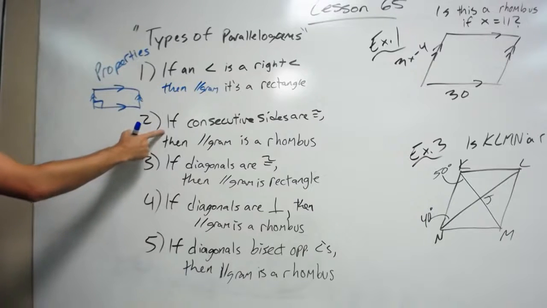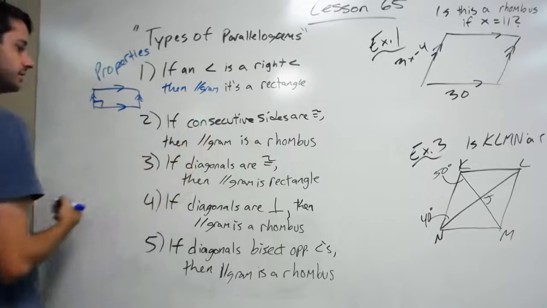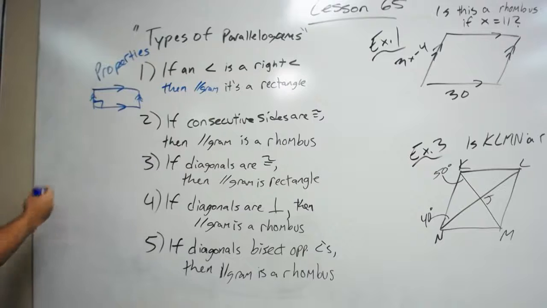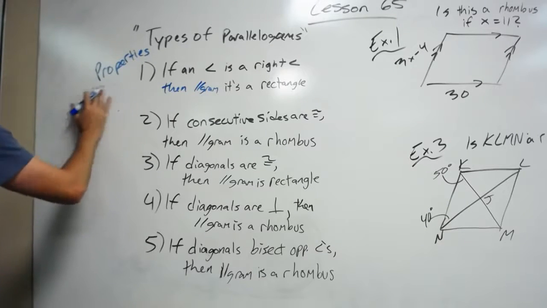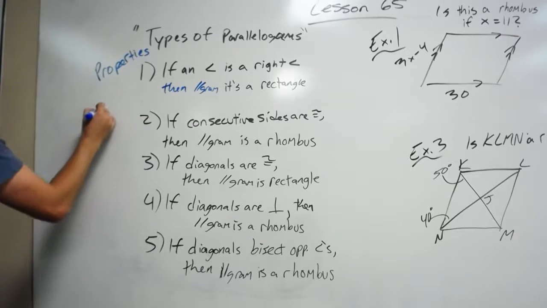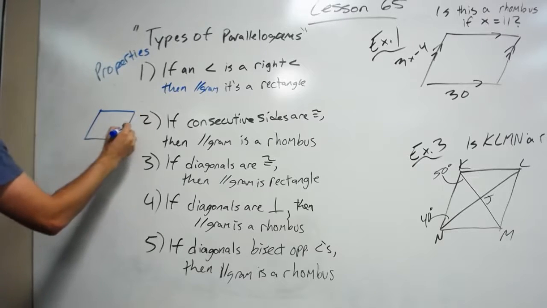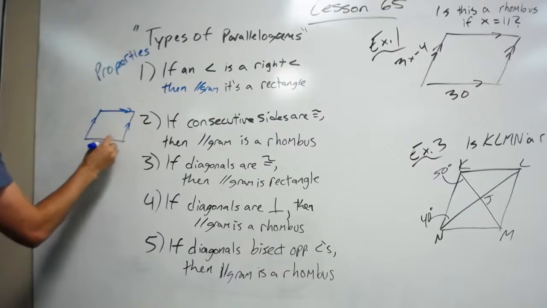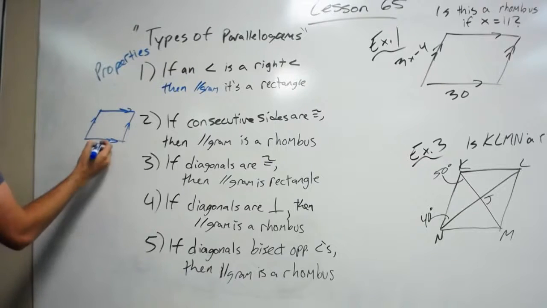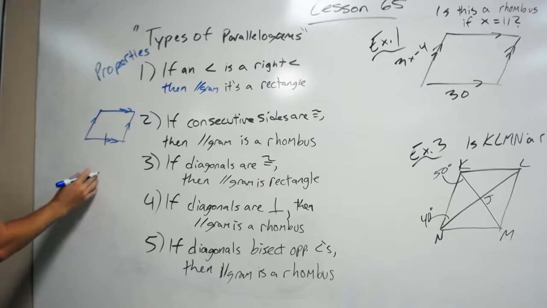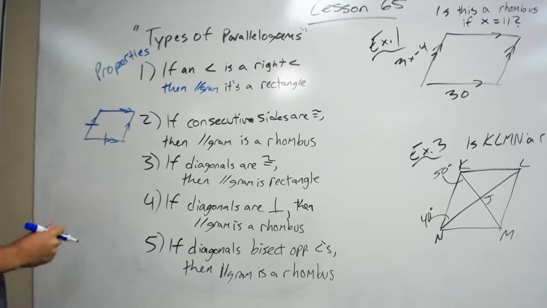Next one states, if consecutive sides are congruent, then it's a rhombus. So what if you have, for 2, all sides parallel to each other? It says consecutive sides have to be congruent. So here's an example of consecutive sides being congruent. Two adjacent sides are congruent, so it's a rhombus.